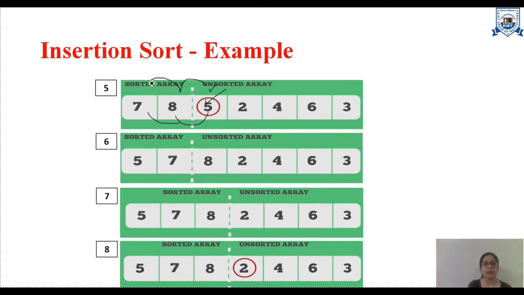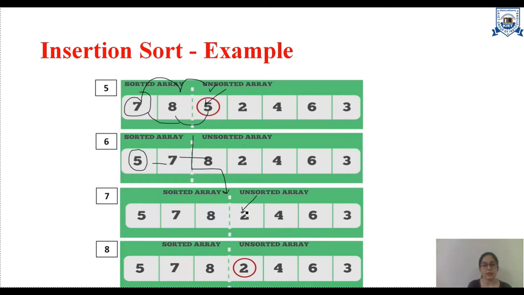Again, it is compared with the element that was already present at the previous index. 5 is also less than 7. So 5 is shifted to the first position and the elements are shifted one position back. That is, 8 is shifted to the position where 5 was present. 7 is also shifted ahead and 5 is placed at the first position in the sorted array list. And the marker for the separation between the sorted and unsorted array list is also shifted one position ahead. Then again, repeating the same procedure, we pick up the first element in the unsorted array list.